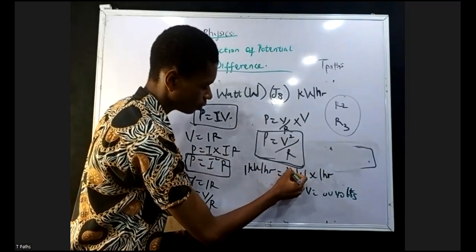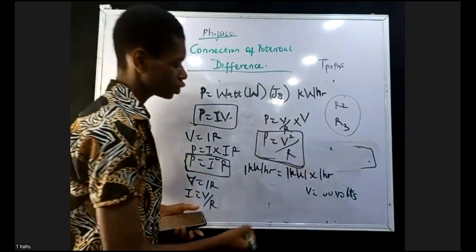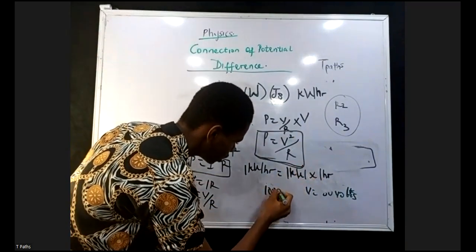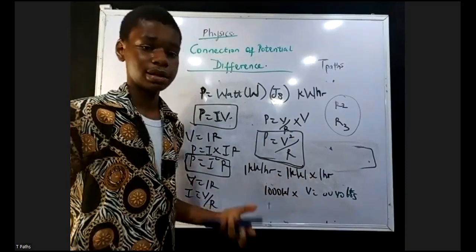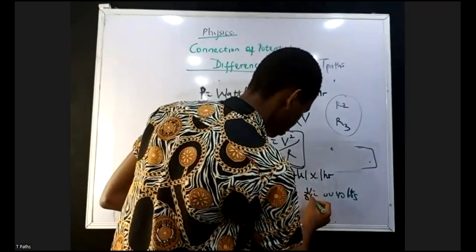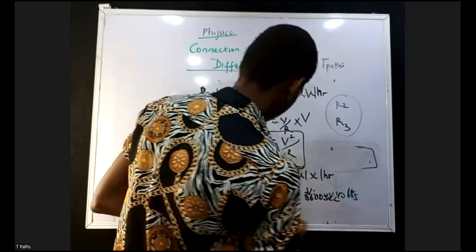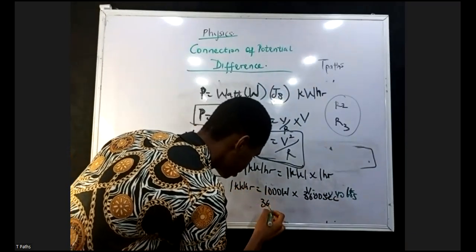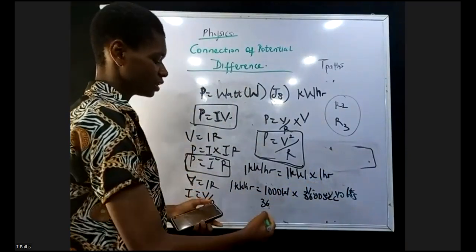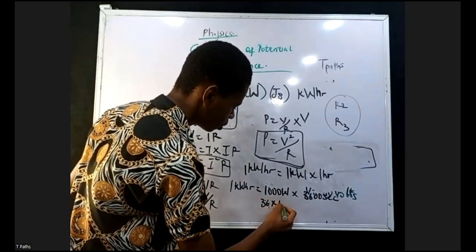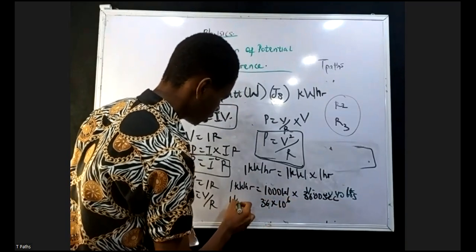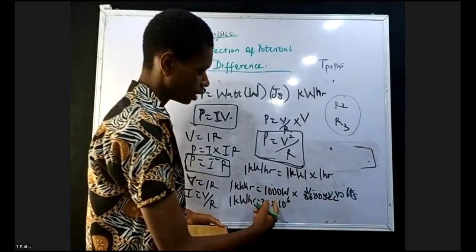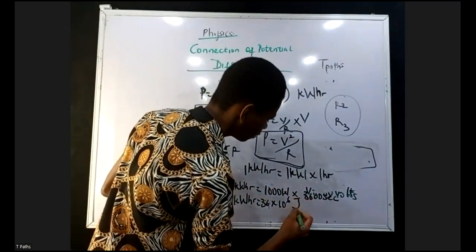So I have 1 kilowatt times 1 hour here. You know that kilo is 1,000, so 1 kilowatt is 1,000 watts. And 1 hour is 60 times 60 seconds, which gives 3,600 seconds. If I calculate this, I'll just leave it in standard form: 3.6 times 10 to the power of 6, and I write this in joules. So 1 kilowatt hour is equal to 3.6 times 10 to the power of 6 joules.